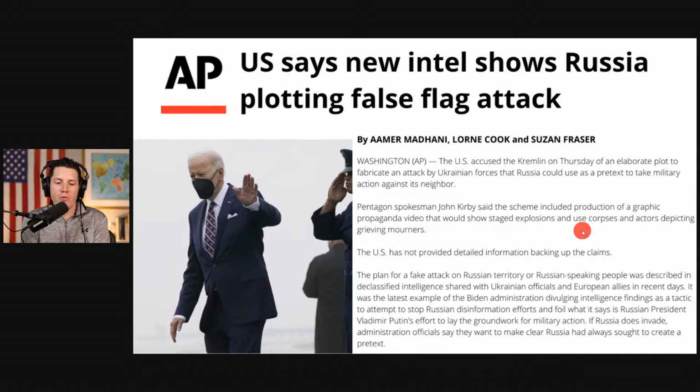This next story is absolutely ridiculous, but it's being reported by every newswire out there this morning and appears to have at least some truth to it. The U.S. accused Russia of an elaborate plot to fabricate an attack. A spokesperson from the Pentagon alleges that Russia will use some sort of graphic propaganda video which would show staged explosions and use actors in order to indicate that there was an attack on Russia or Russian people living in the Ukraine. And then the idea is that Russia would use this fake attack as an excuse to invade Ukraine, essentially. That's what the Pentagon is alleging here.